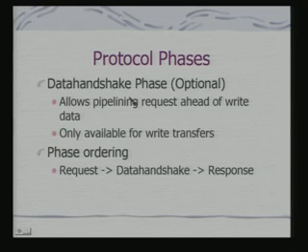Similarly, there is a data handshake phase which is optional as part of your protocol phases. What we say is that it allows pipelining request ahead of write data, and is only available for typically write transfers. So, the phase ordering typically for a transaction would be request, a data handshake followed by response. In fact, this is a generic form of most of these protocols, and open core protocol is basically just defining these protocols for transactions on the bus.